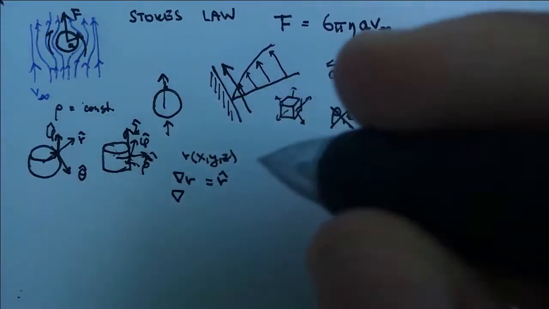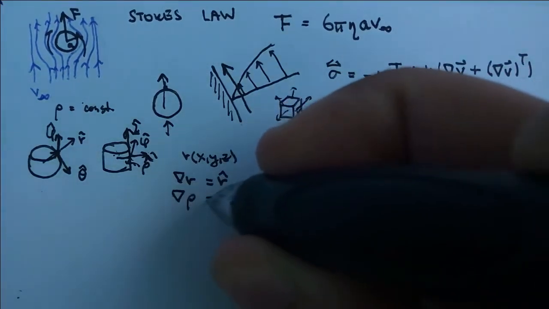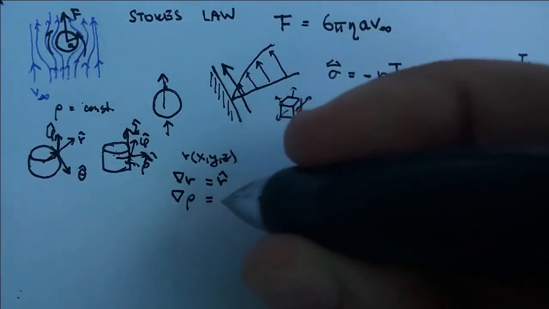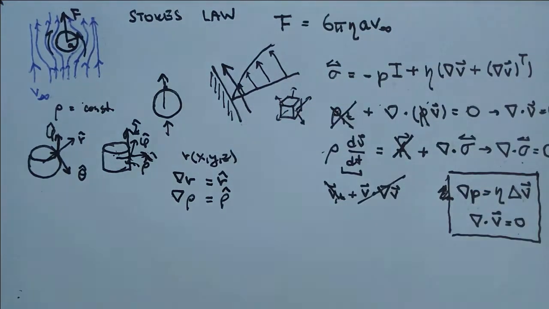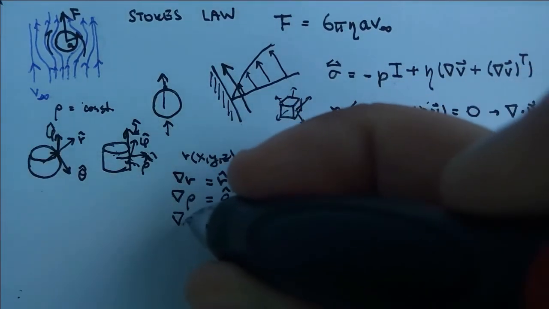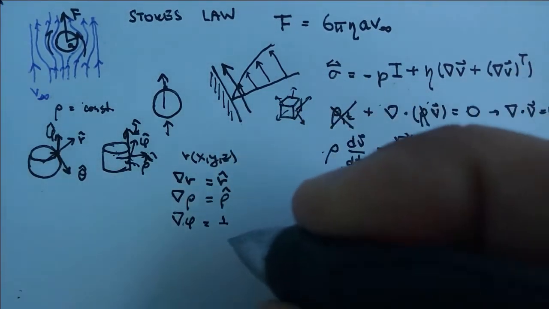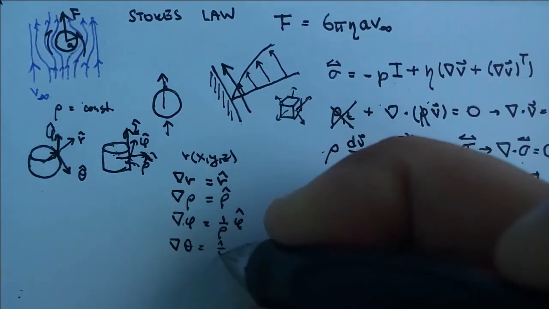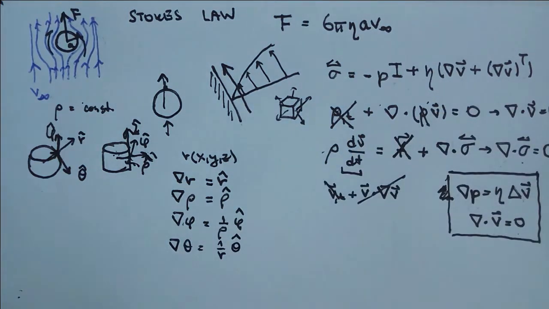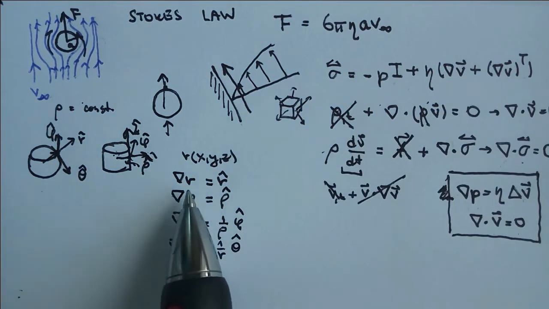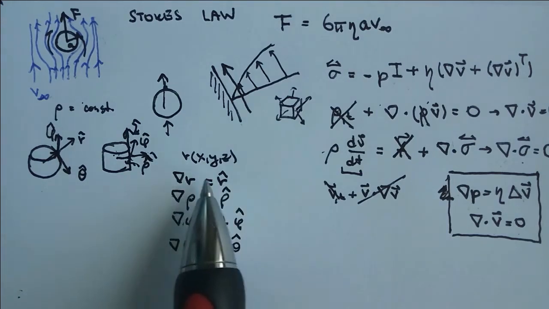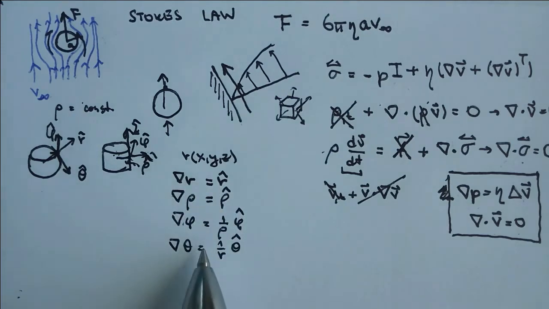Also, the gradient of other coordinates like rho, which is the cylindrical radial distance, is rho hat, and also for phi it is phi hat over rho, and the gradient of theta is theta hat over r. Clearly, every gradient of this type of coordinates is proportional to the unit vector of this coordinate. This information will help us later on.